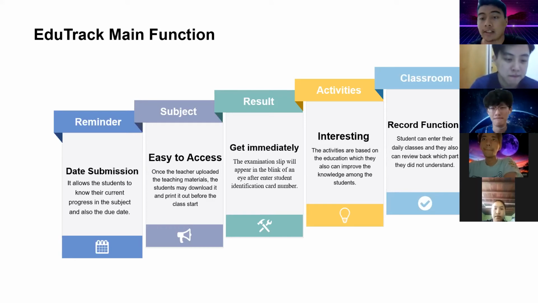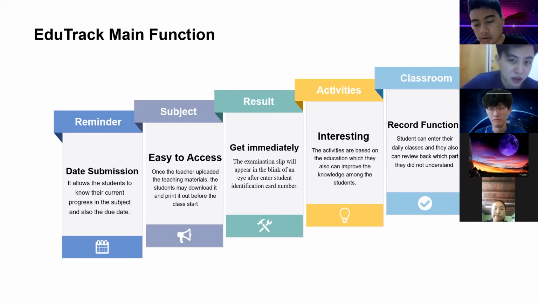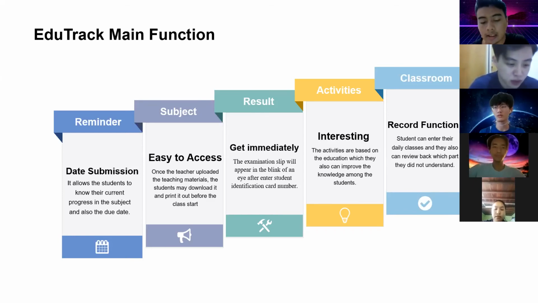So the last one is classroom. Classroom is a record function. So I will tell you about the classroom. Classroom is where students can access their online class easily, right at their fingertips, after getting the classroom number and the password from their respective teacher. The student may also record the meeting by just clicking the recording button after they enter the class during the teaching and learning process, so that they can review which parts they did not understand. So that is from me.